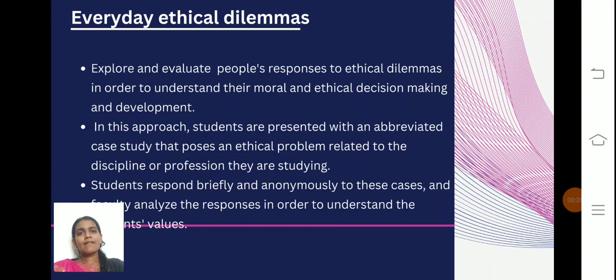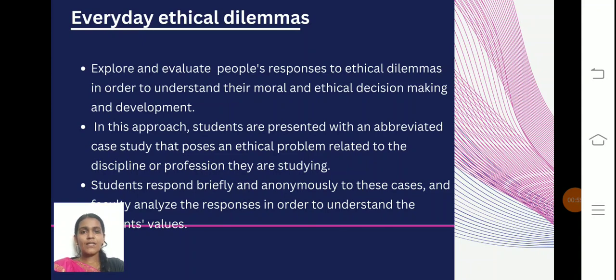So, everyday ethical dilemma: what do you mean by dilemma? A dilemma is a situation where a person is stuck between two things, two situations or two options. So an everyday ethical dilemma means the students are able to choose the ethical option among the dilemma. It helps the students to explore and evaluate people's responses to ethical dilemmas. In this approach, students are presented with a brief case study that poses an ethical problem. They are able to develop their moral values.